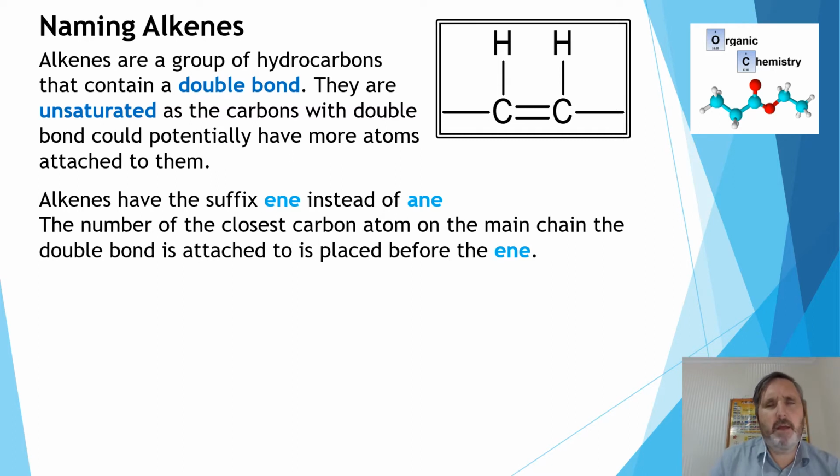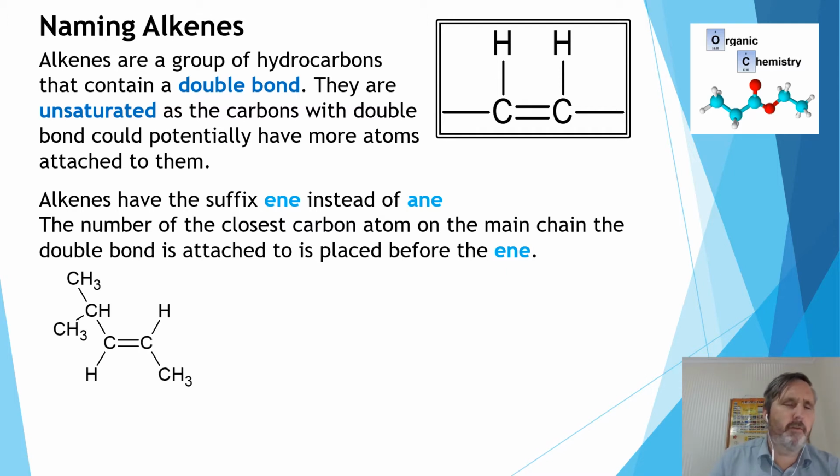When we want to name alkenes, we use the suffix or the end of the name "-ene" instead of "-ane". So the number of the closest carbon to the double bond goes just before the "-ene". Let's look at an example of this.